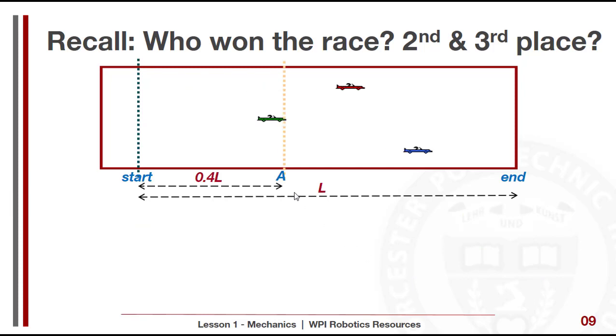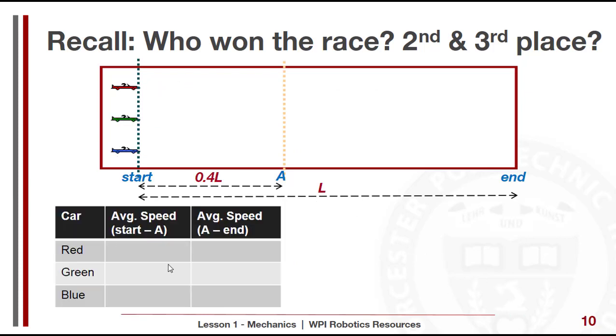Now, if we take a point A in the race, we can calculate the average speed of the cars from the start to the point A, and then from point A to the end of the race. And that way we can see by how much the speed increased or decreased along the race. And so we can fill out this table and compare the speeds. So what I want you to do at this point is to pause the video and try to fill out this table.